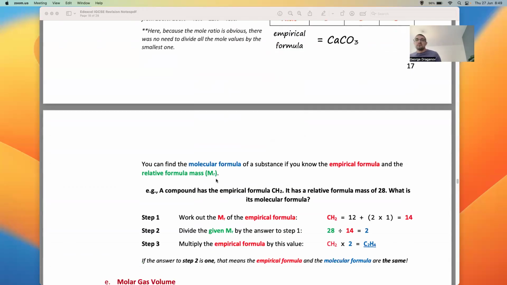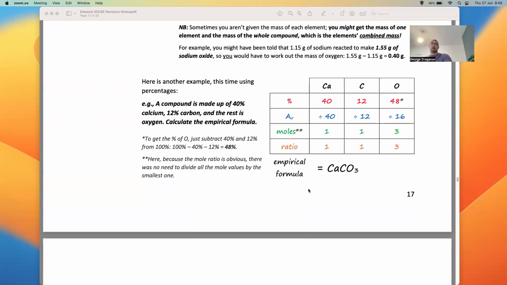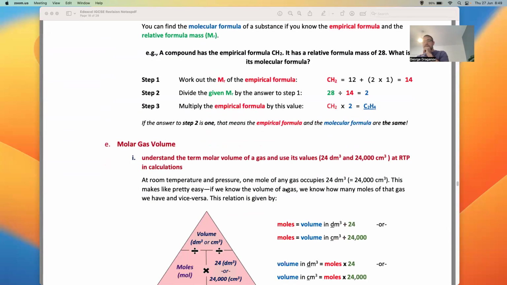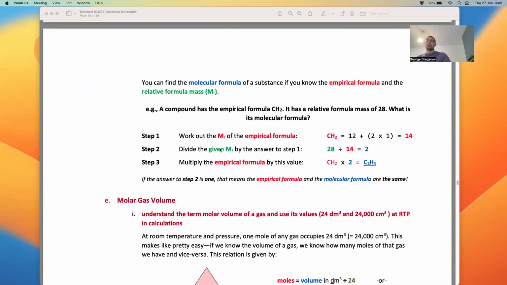Now, you have to find the molecular formula from the empirical formula. Someone has to tell you what the actual MR of the compound is. Otherwise, you can't do it. Let me give you an example, and this is the final one on this sheet. A compound has an empirical formula CH2. It has a MR of 28. What is the molecular formula?